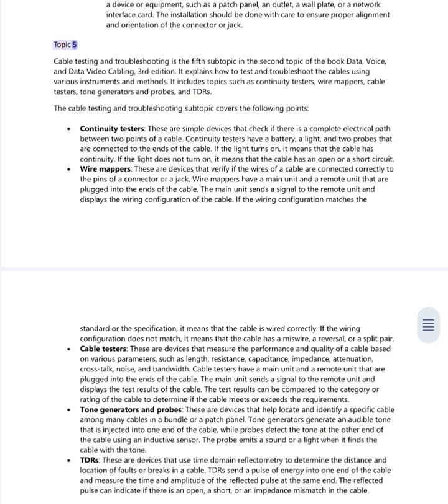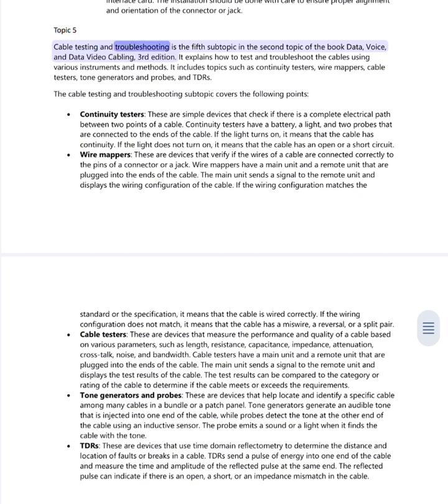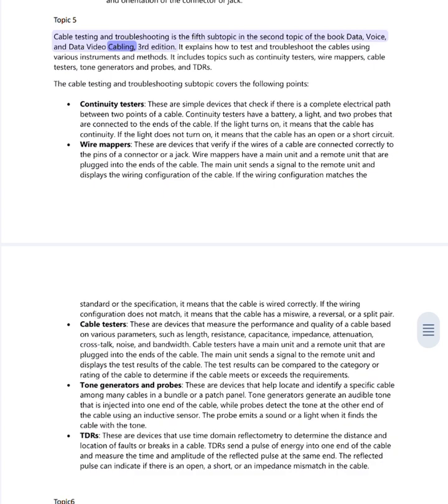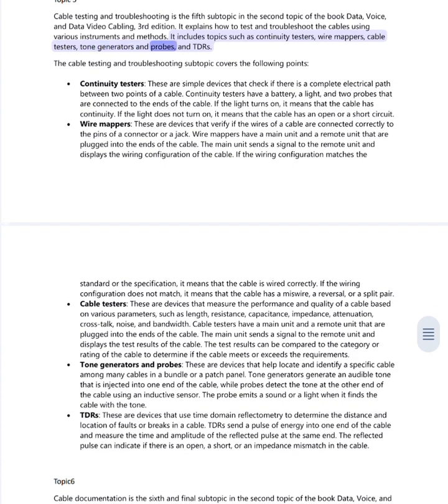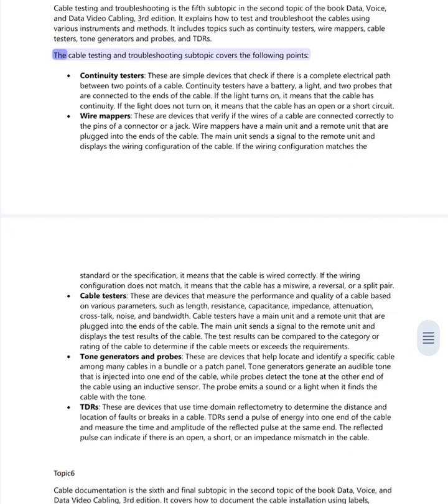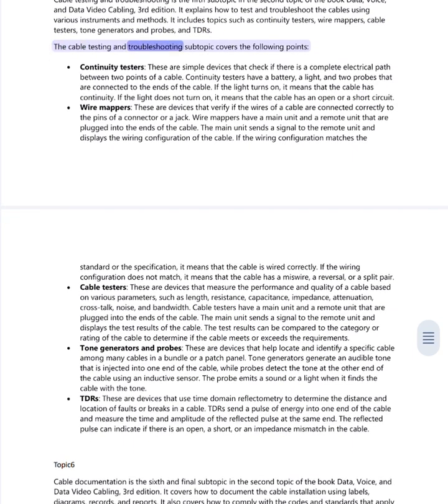Topic 5. Cable testing and troubleshooting is the fifth subtopic in the second topic of the book Data, Voice, and Data Video Cabling, 3rd edition. It explains how to test and troubleshoot the cables using various instruments and methods. It includes topics such as continuity testers, wire mappers, cable testers, tone generators and probes, and TDRs. The cable testing and troubleshooting subtopic covers the following points.